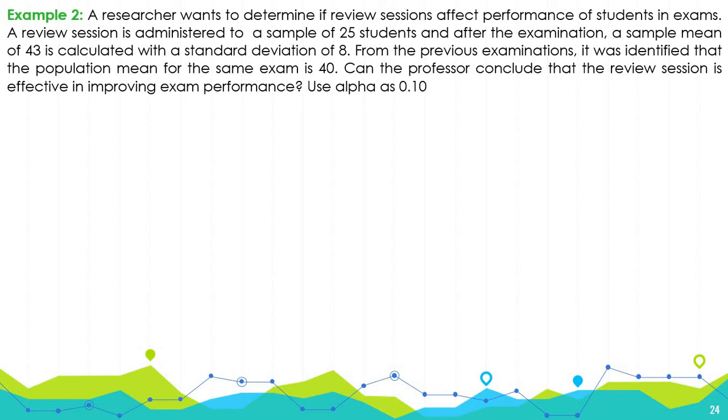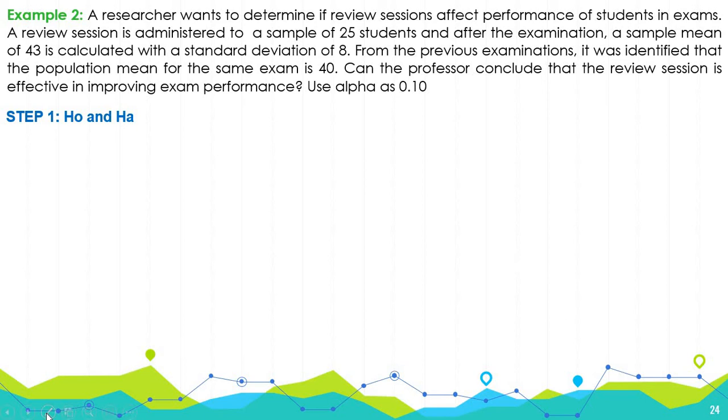A review session is administered to a sample of 25 students, and after the examination, a sample mean of 43 is calculated with a standard deviation of 8. From the previous exams, it was identified that the population mean for the same exam is 40. Can the professor conclude that the review session is effective in improving exam performance? Use alpha as 0.10. So we start by constructing the null and alternative hypothesis.